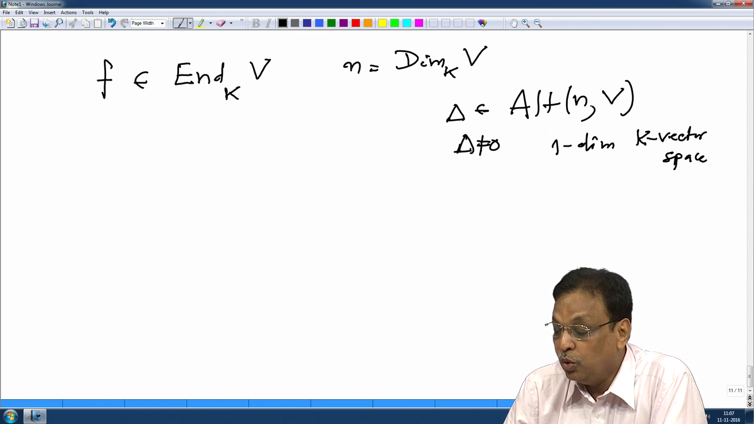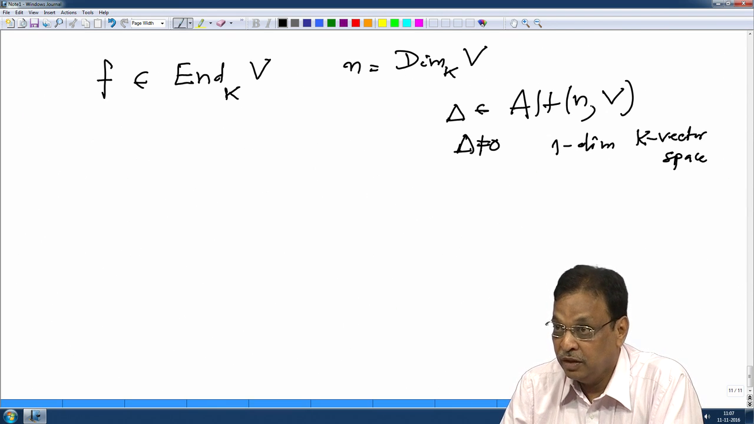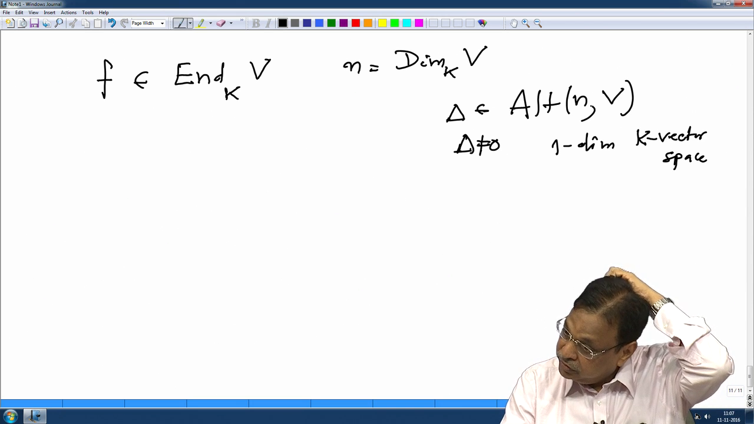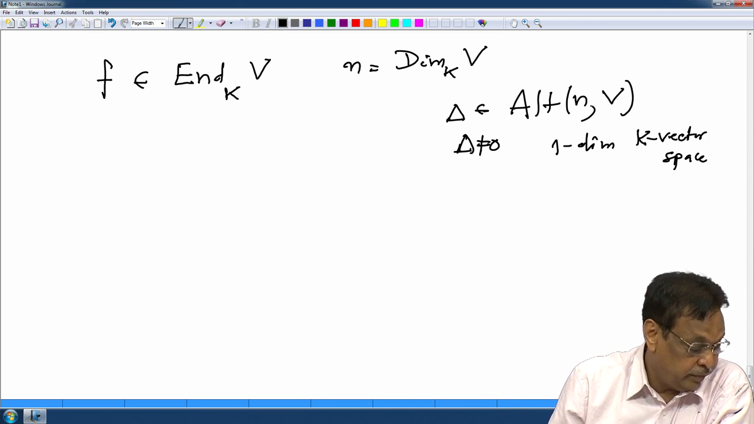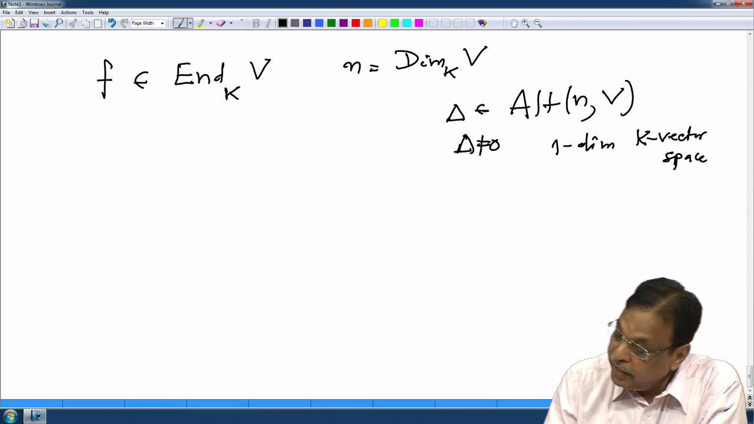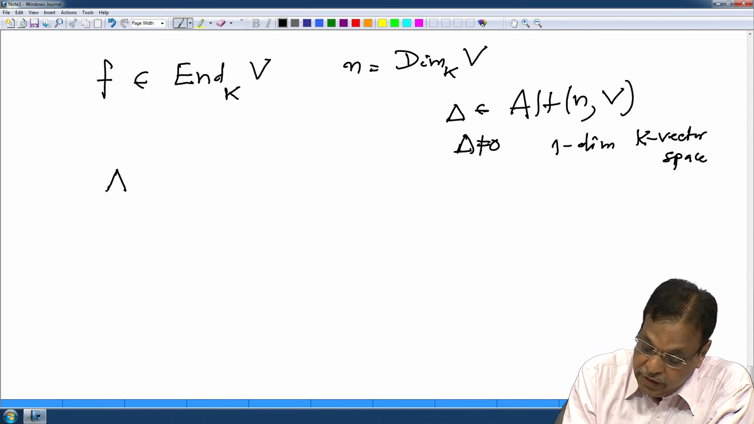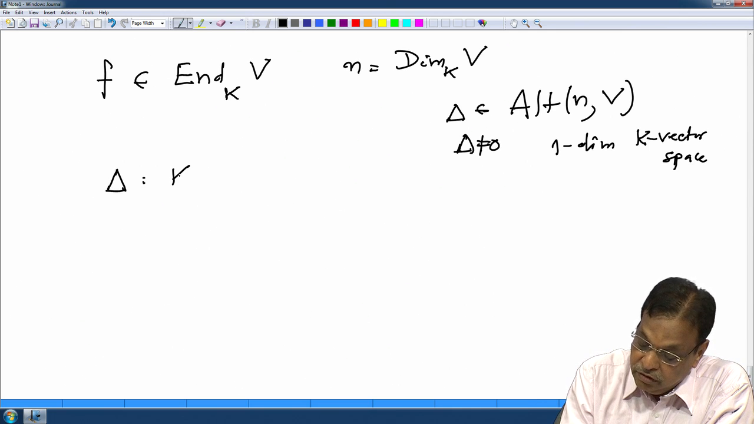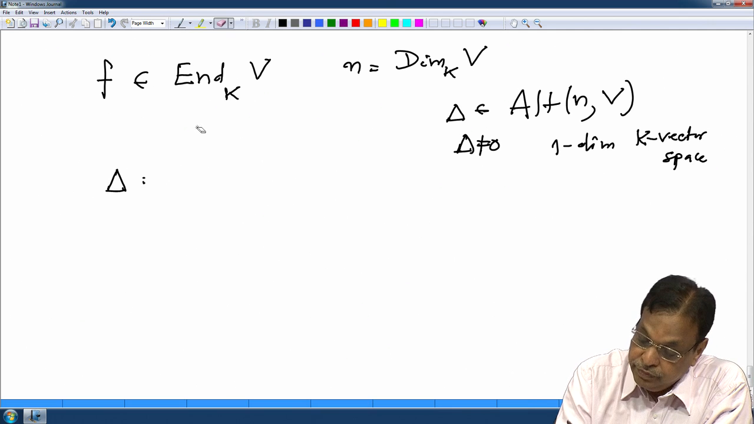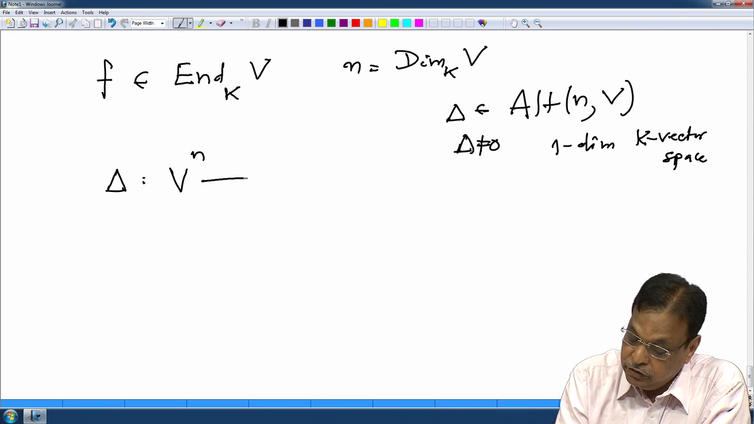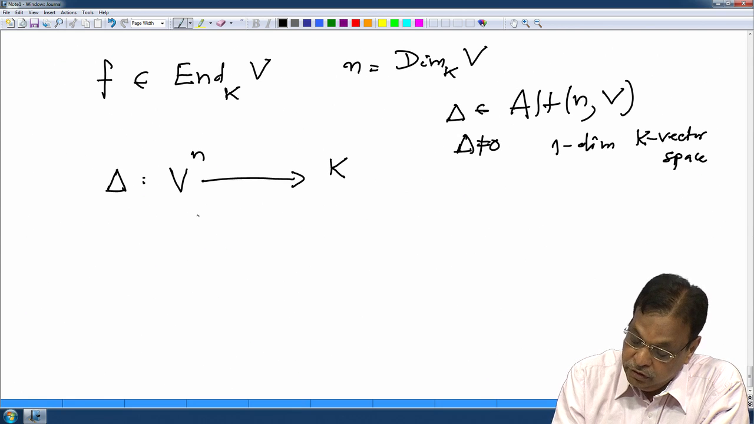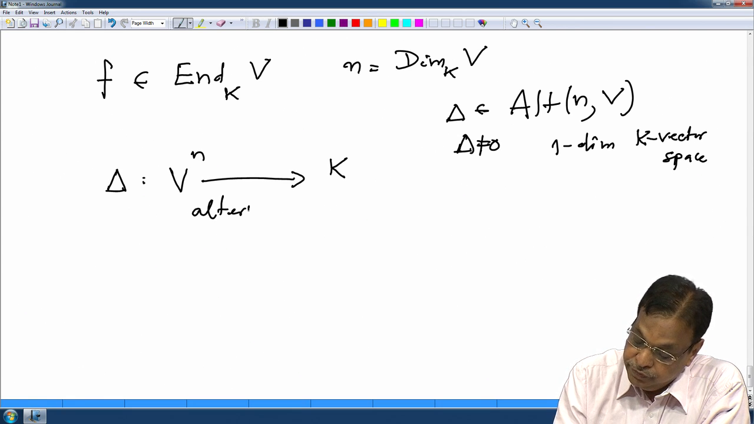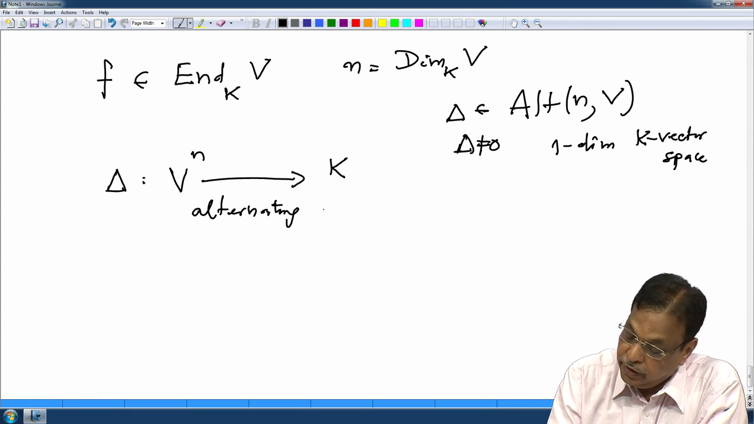And we have also enough recipes for non-zero alternating n multilinear forms on V. In fact, each basis will give such a form. That was the main theorem of determinant functions. Alright. So, now take any delta, delta from V^n to K. It is an alternating n multilinear form.